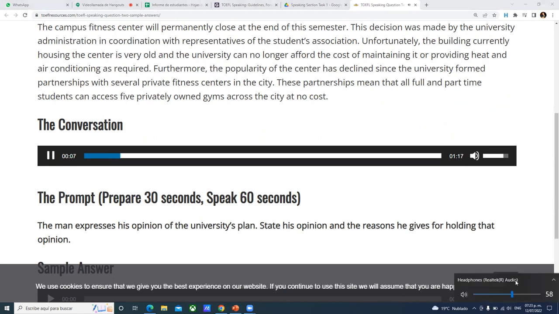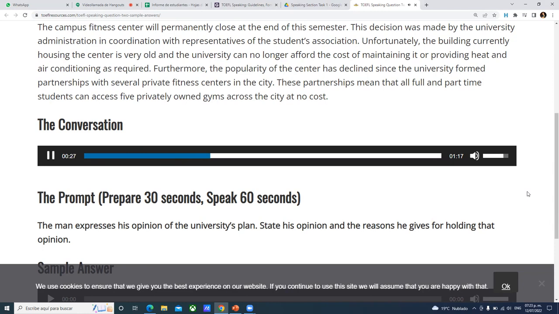Really? Why? Because shutting down the fitness center isn't really going to save much money. I mean, sure, the building is really old, but even if it isn't used on a regular basis, the school still has to maintain it. They have to make sure it is safe and that it doesn't become a fire hazard or something like that. I didn't think about that.